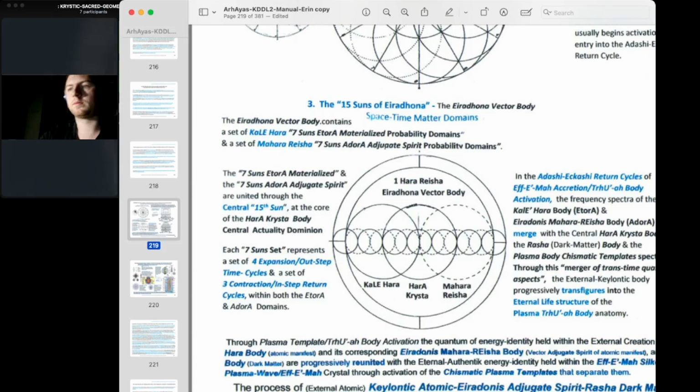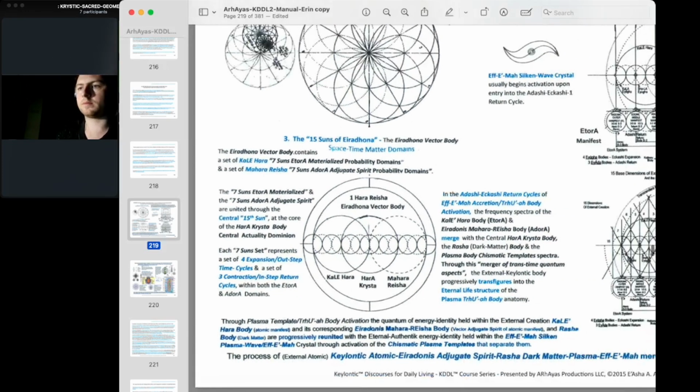And so the process of activating your plasma Trua, the Trua aspect of your plasma body, is the combining of the 7 Ettore materialized sons, the 7 Adore adjugate spirit sons, which are united through the central 15th sun at the core. And then we have these 3 bigger balls, which these are called hara bodies.